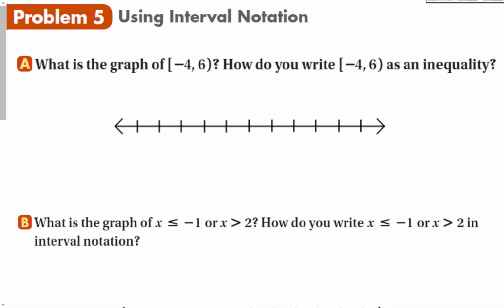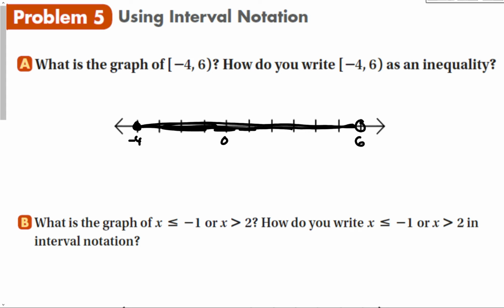So what is the graph of -4, comma, 6? If I have enough room here, -4, 0, 1, 2, 3, 4, 5, 6, just barely. Okay, so this means that the bracket means I'm going to put a dot. The parenthesis means I'm going to put an open circle. And this interval means that we are going to cover everything in between those 2 numbers.